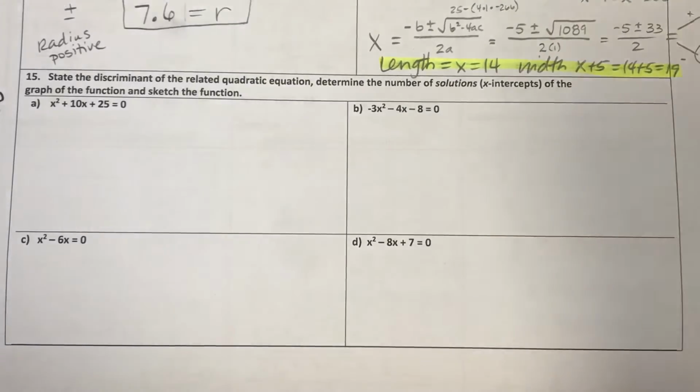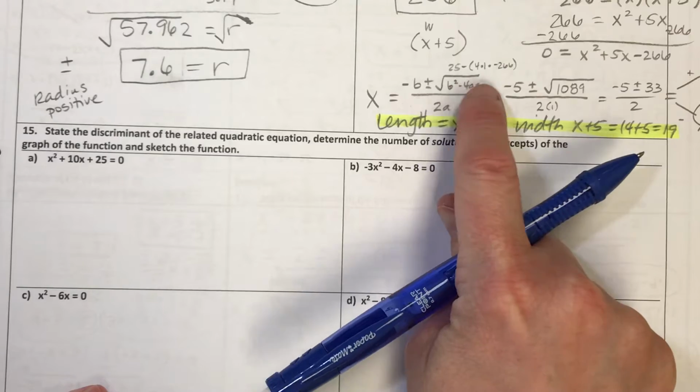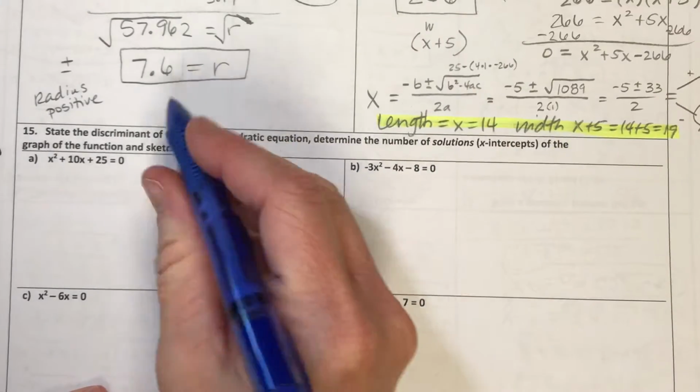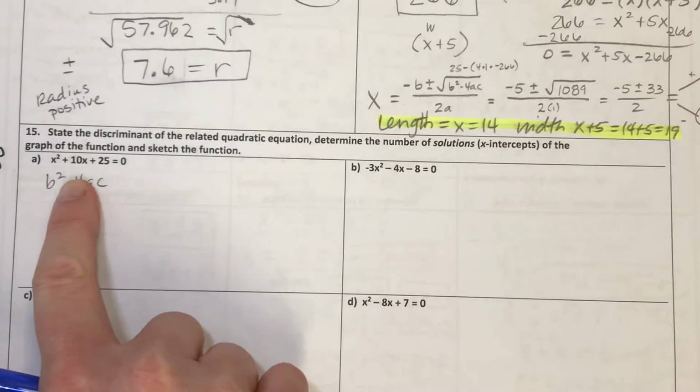So the discriminant, in case you aren't sure what that is, in your quadratic formula, the discriminant is this piece underneath the radical. It's the b squared minus 4ac piece, just this piece alone.